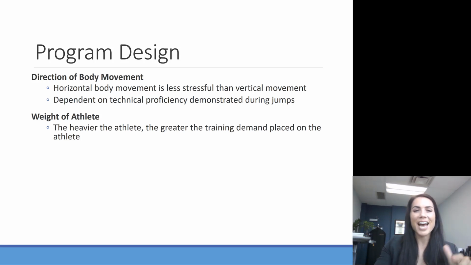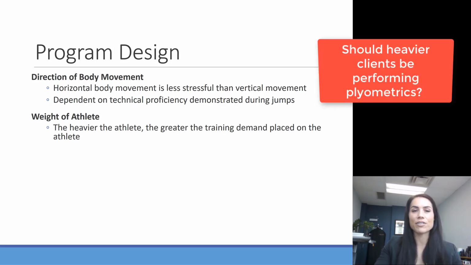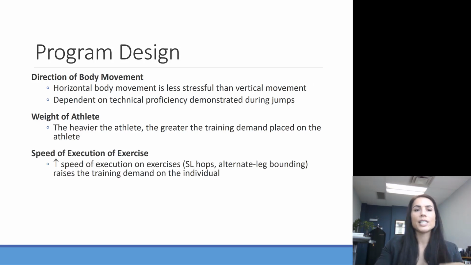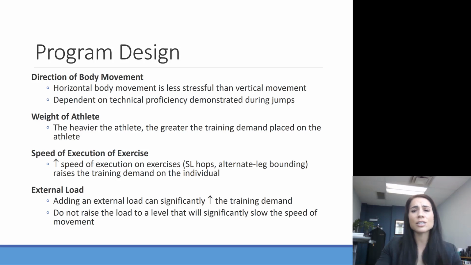We also need to think about the weight of the athlete. I mentioned that in that last slide, right? The heavier they are, the greater the training demand is placed on that athlete. We need to think through the speed of execution. So if you have faster speeds, you're going to increase the demand on the individual, as well as the external load. So as you add load to it, you're going to increase the training demand.